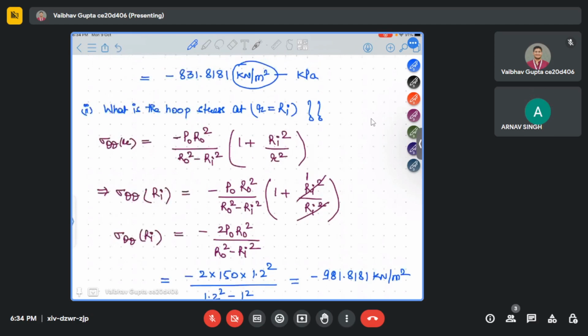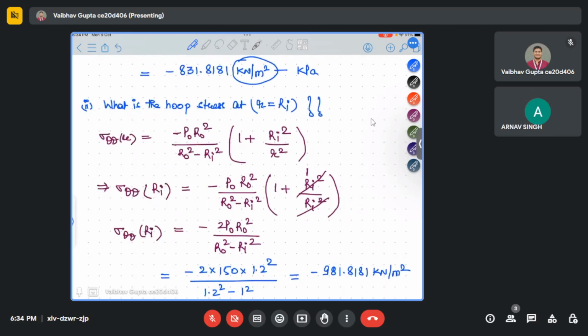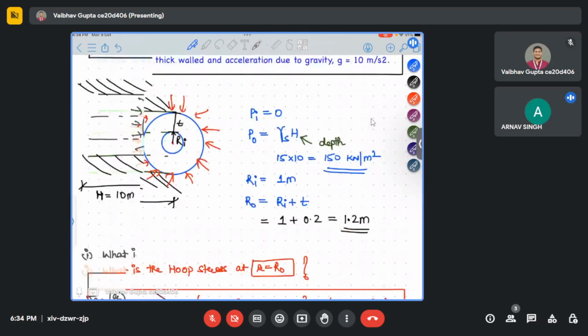Till now, any doubt for both parts? So this generic formula which I have given.